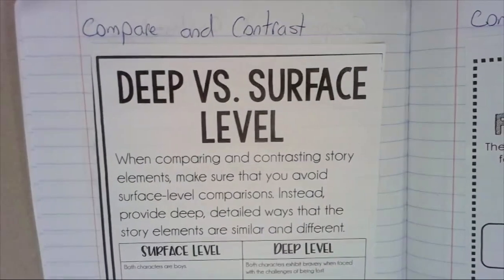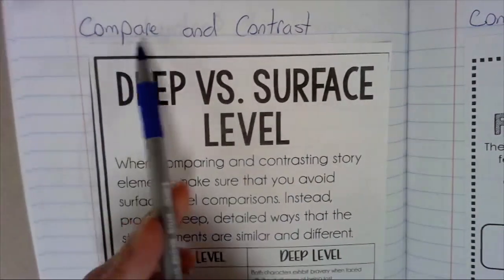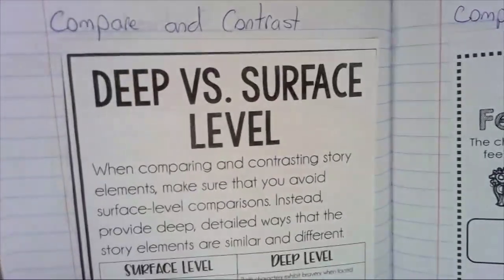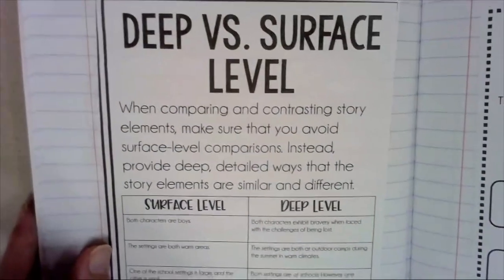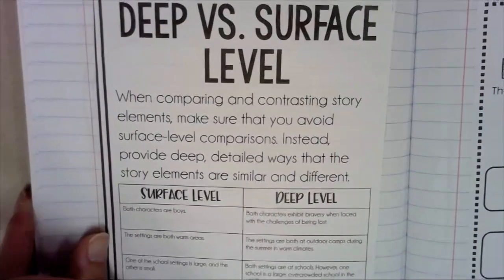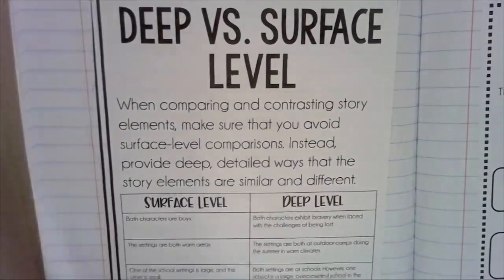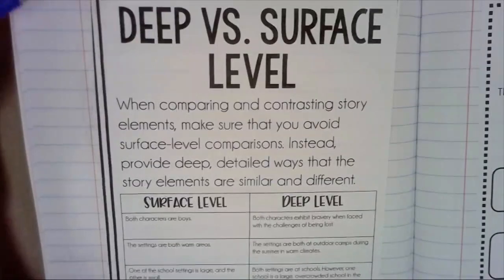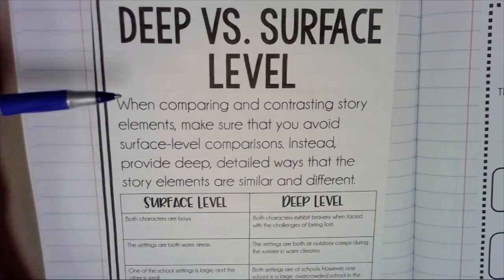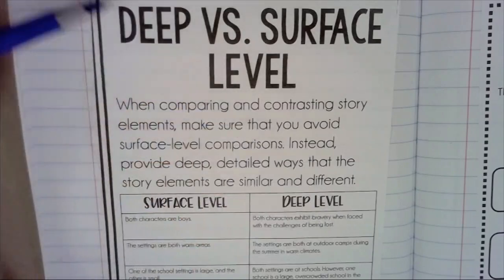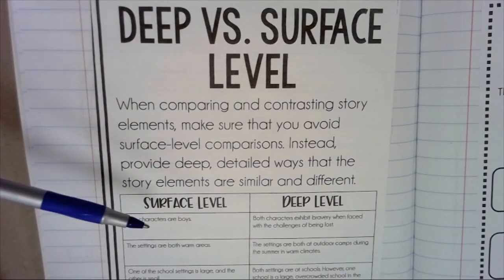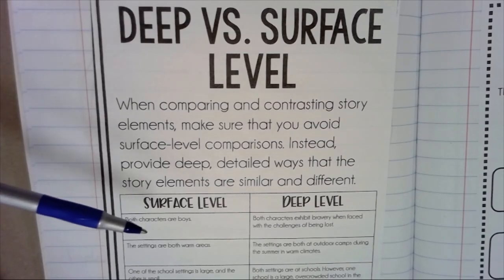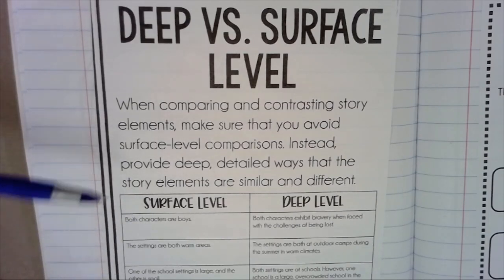Now you're going to look at page 8. You want to write compare and contrast on the top of page 8. Write page 8 at the bottom of page 8. And glue down this page. It should be in your paperclip stack of notes. Glue down this page. Now, you don't have to write anything on this page. It's just telling you that when you're comparing and contrasting, you don't want to use surface level comparisons. You want to do deep level.